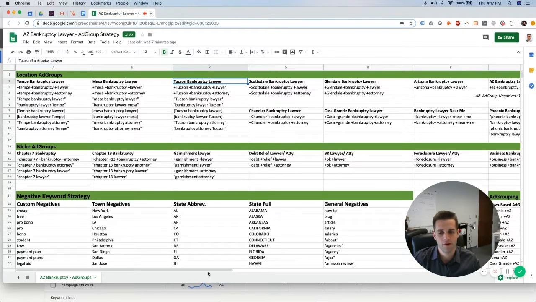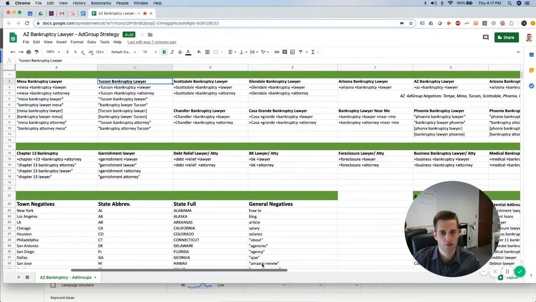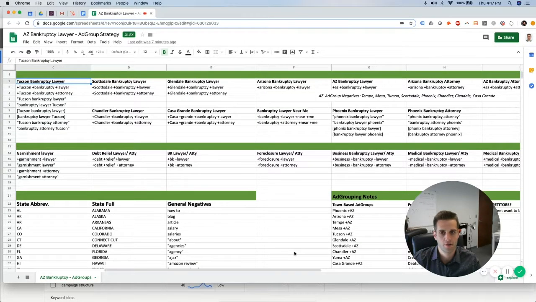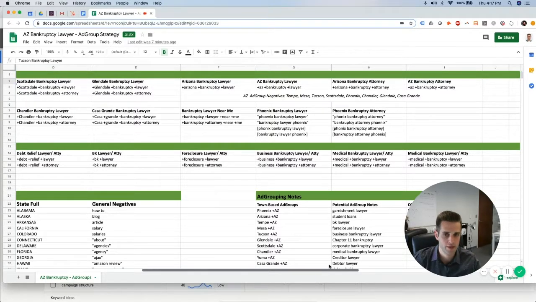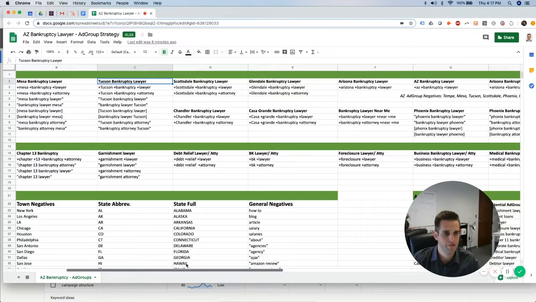And then we have other ones that we may do lower budget towards, which are keywords like Scottsdale, Glendale bankruptcy lawyer, Arizona, all the Arizona variations, which includes Arizona, AZ, and then lawyer and attorney variations. Then we have Phoenix keywords, which I have here last because we're not going to turn them on unless we need more traffic, because those are more expensive. And then we have the near me keywords and then another town called Casa Grande.